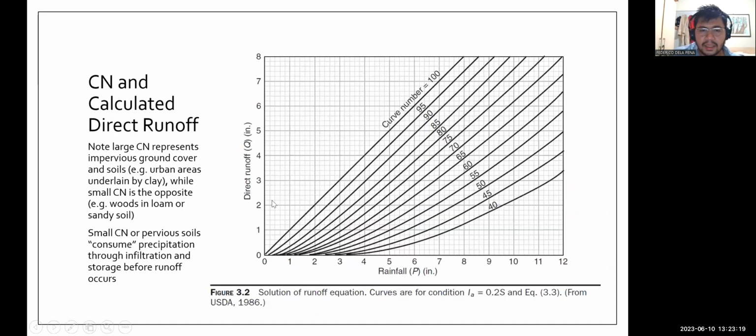All right. Now let's talk about the curve number and the calculated direct runoff. What this chart is just trying to show you is that the higher the curve number, the more runoff you can get. At least you can see here when you have a curve number of 40 and you have like 10 inches of rainfall, you'll get a corresponding runoff of around 2 inches.